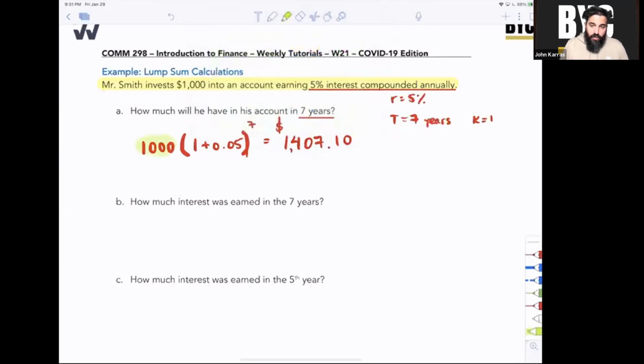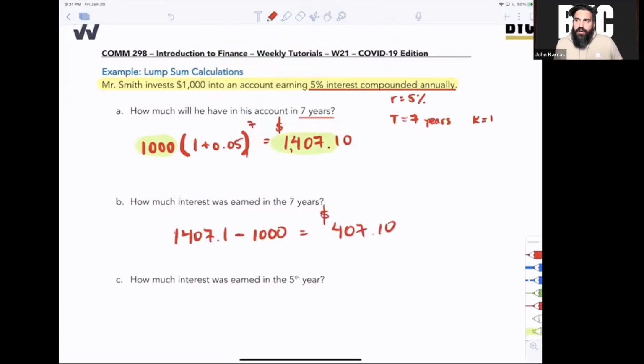Mr. Smith had $1,000, put it away for 7 years. Now he's got 1,407. So how much interest was earned? If I take away what I started with, he earned $407.10. I'm asking you how much interest, I want to know in dollars. Some of you are answering in percentages. You would probably answer in percentages if I had asked what rate of return or something along those lines. But if I'm saying how much interest, I really want to know in dollars how much interest was earned.